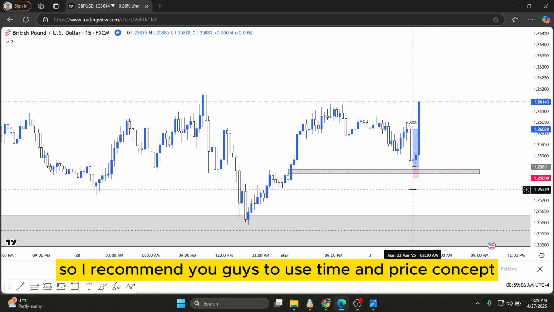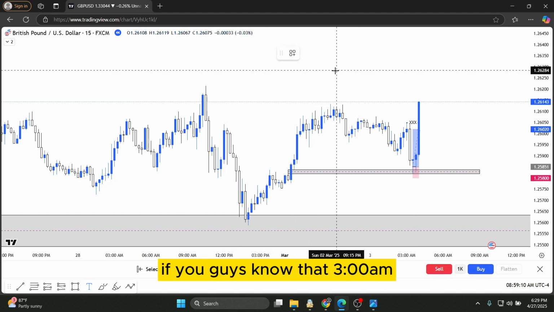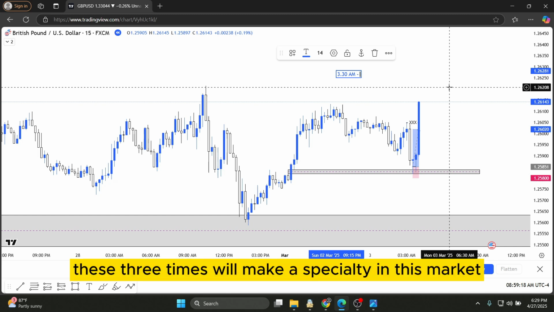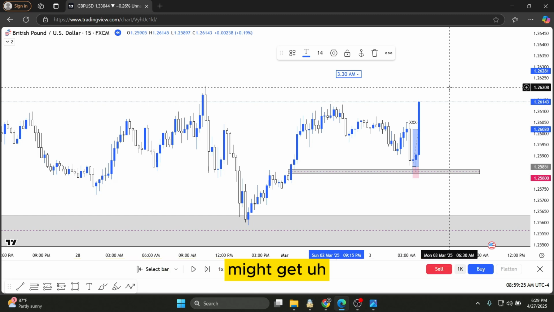So I recommend you guys use the time and price concept. A small tip for you guys: 3 a.m., 3:30 and 4 a.m., these 3 times make a specialty in this market. That means the liquidity engineered before this time might get purged during this time. Okay, so keep that in your mind.